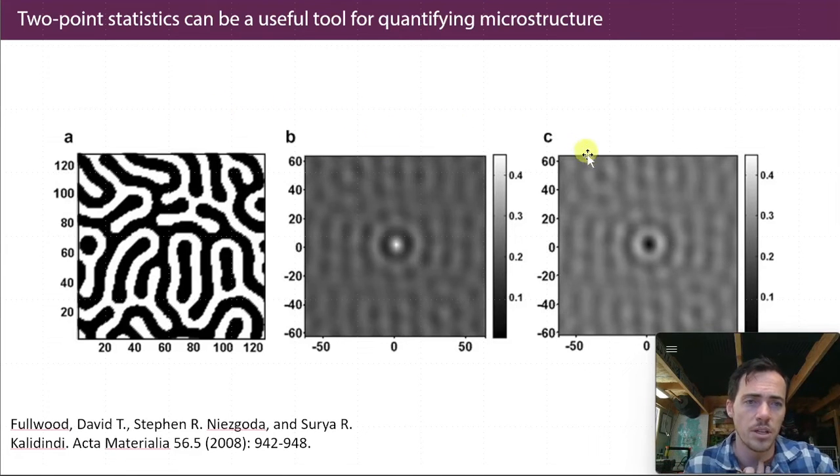Here's an example in B and C where they're showing you autocorrelation and correlation of the other phase using 2-point statistics. So future video on that, and we'll have a little bit more on it. But it's a great way to take a complex image and to pull out a feature vector of information about where those two phases are in relation to one another. Okay.